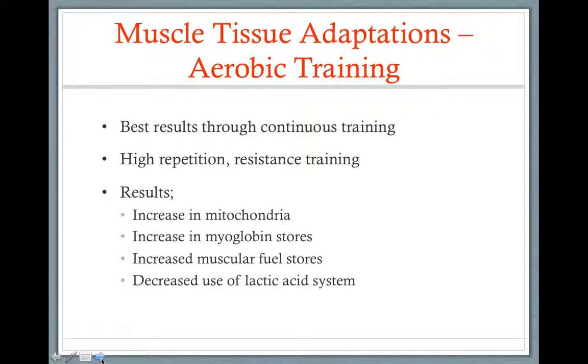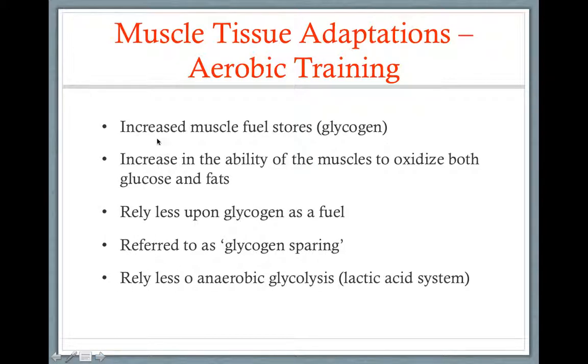Okay, muscle tissue adaptations to aerobic training. High reps resistance training is going to get us results, and the results we're going to see are an increase in mitochondria, increase in myoglobin, increased fuel stores, and a decrease in the reliance on the lactic acid system. All right? So all these wonderful good things that we've spoken about previously. Increased fuel stores. In other words, muscle size increase, we've got more place to store glycogen, we've spoken about this. Increased ability of the muscles to oxidize both glucose and fats.